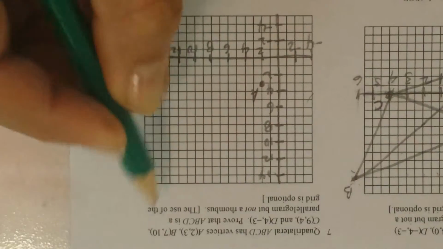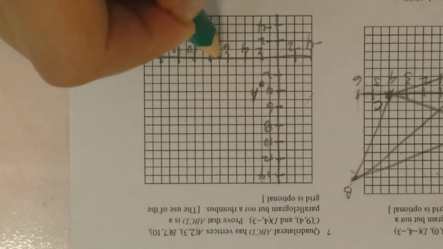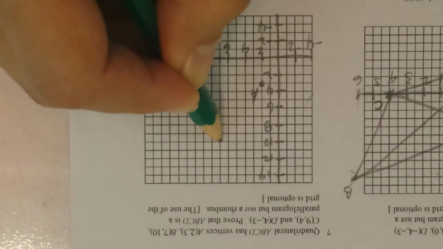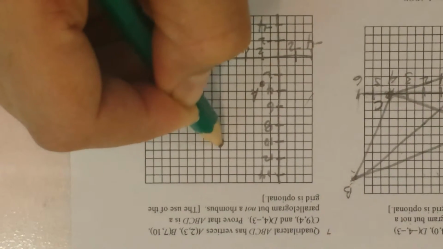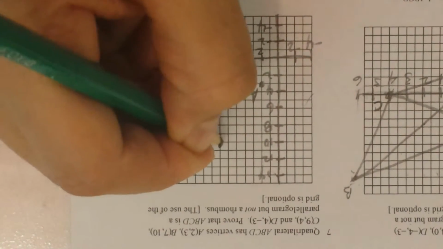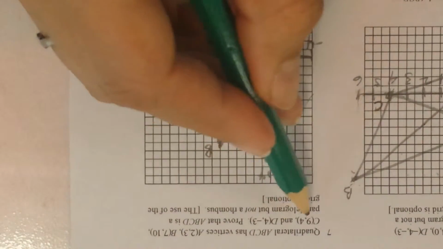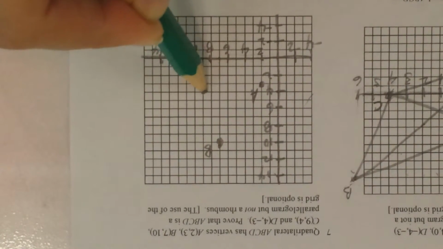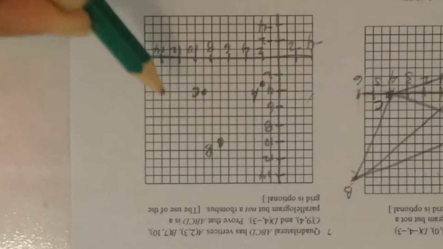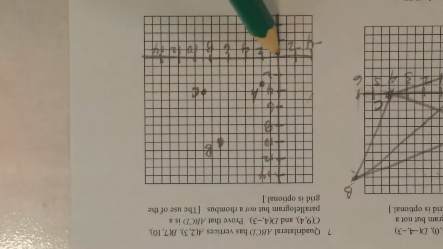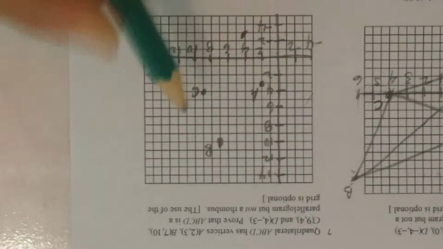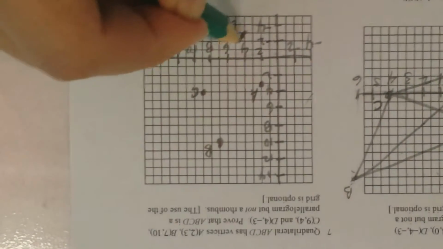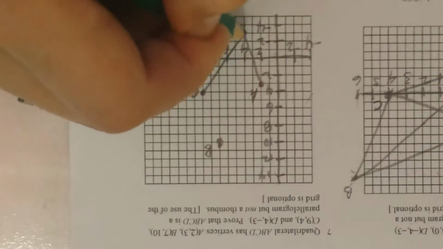Point A. 7, 10, so 7 and then 10. Right there. Point B. 9, 4. So 9 and then 4. Right there. Point C. And then 4, negative 3. Point D. All right, go ahead and join them up.